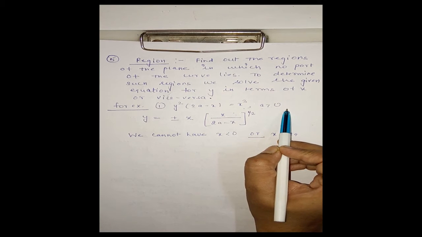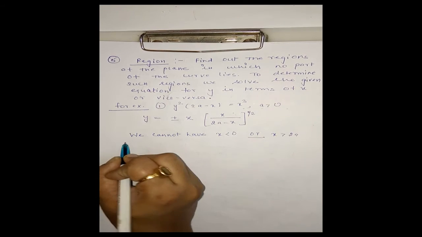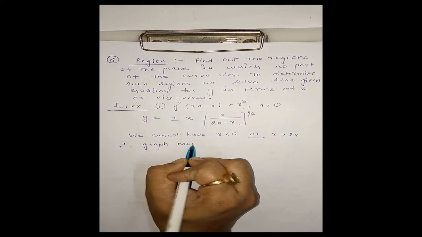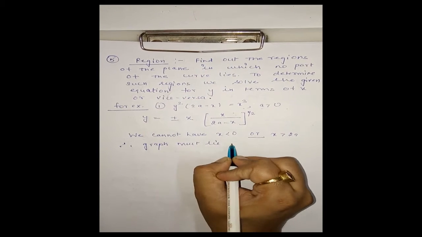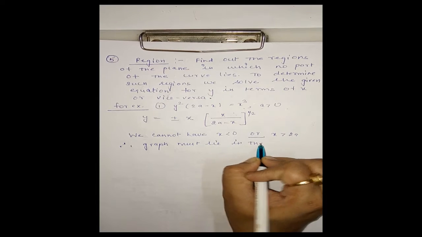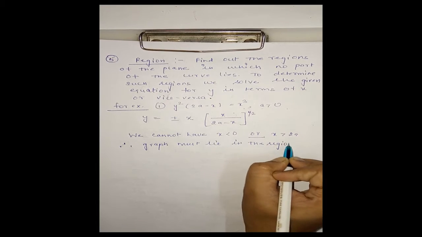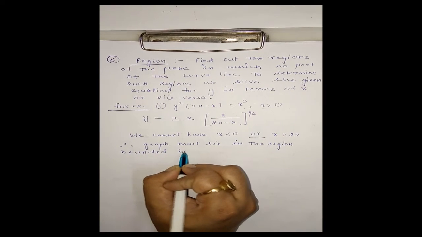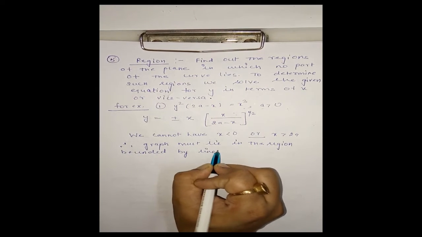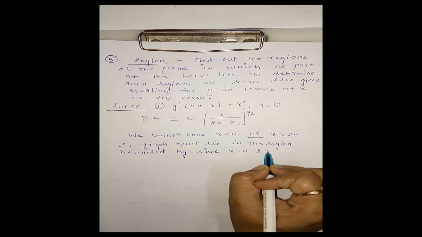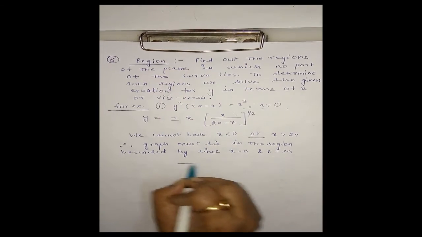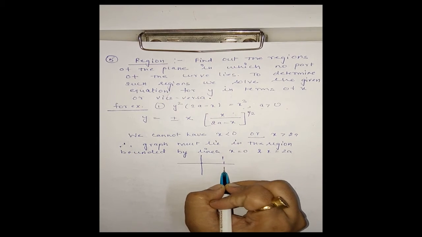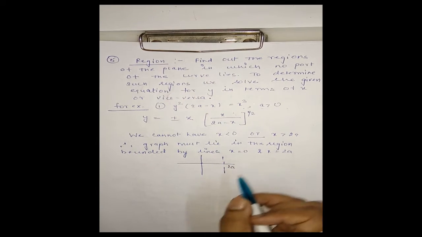Since a is positive, it is given to us. Therefore, graph must lie in the region bounded by the lines x is equal to 0 and x is equal to 2a. Means this is x is equal to 2a.